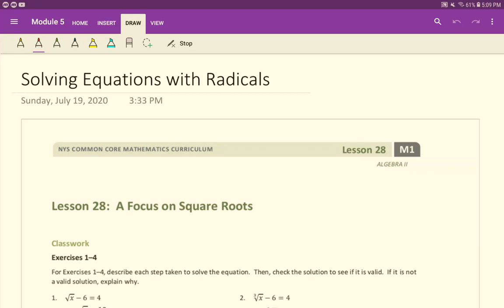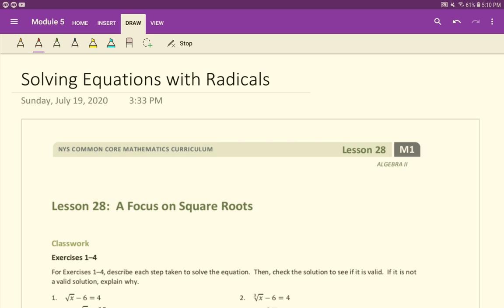All right, hello everyone, and welcome to the new lesson here, solving equations with radicals. So we're taking a little bit of a turn here. We've been working with rational expressions, adding, subtracting, multiplying, dividing, and simplifying them, and also solving equations with rational expressions. But now we're going to look at equations with square roots and cube roots and how to solve those.